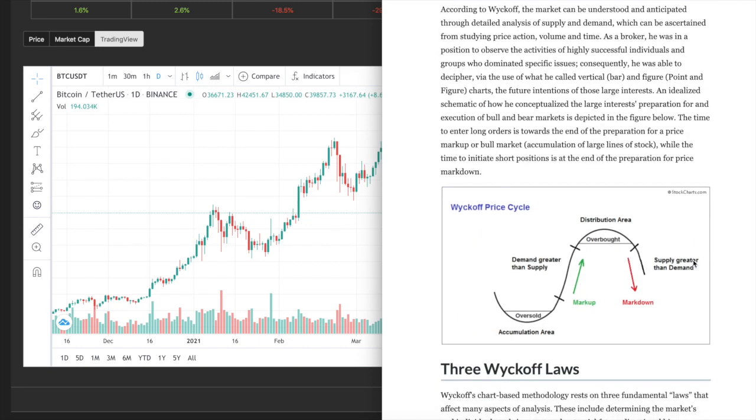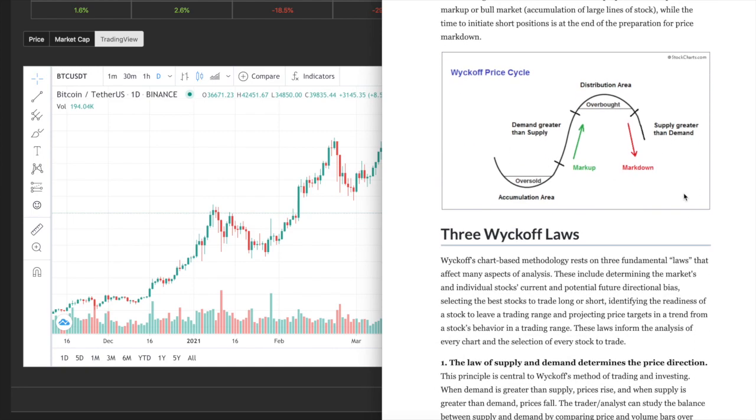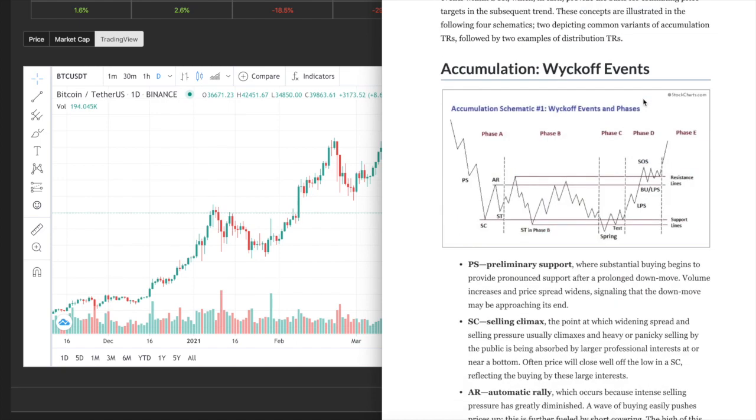So here is the price cycle. This is a quick overview. We aren't really going to go into this. Let's just get into this later in the video. I'll leave a link in the description below so you guys can see it.